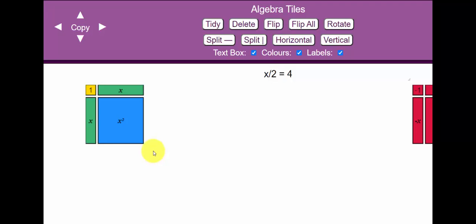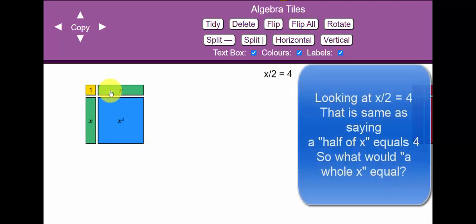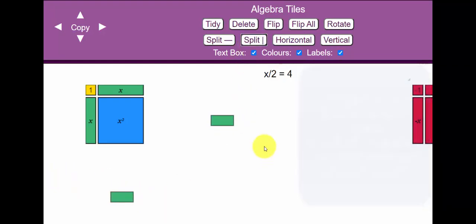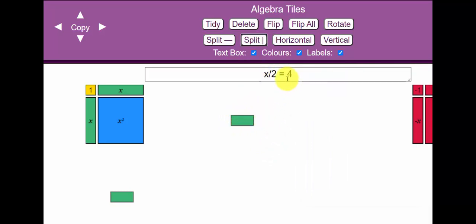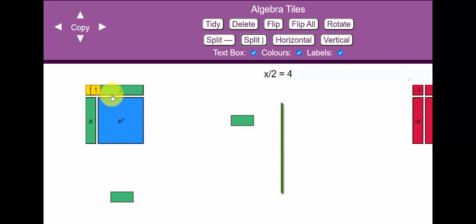I want to start this video straight from algebra tiles, and I'm going to look at x divided by 2 equals 4. So there's x. If I split it in half, just get rid of the other half over here somewhere, I've got half an x, or x over 2, is equal to 4. So we'll put a line down the middle, and now on the right hand side I've got 1, 2, 3, 4. Well, if half x equals 4, then a whole x should be twice that, right?